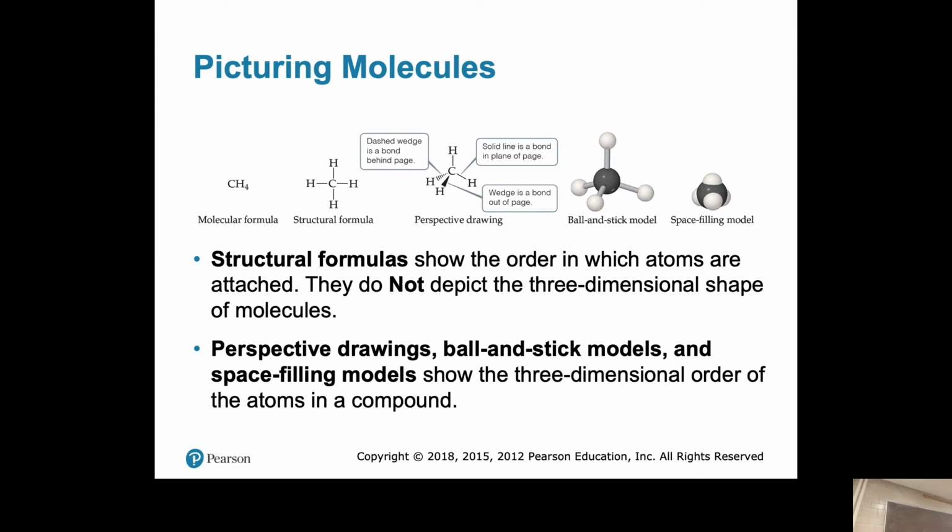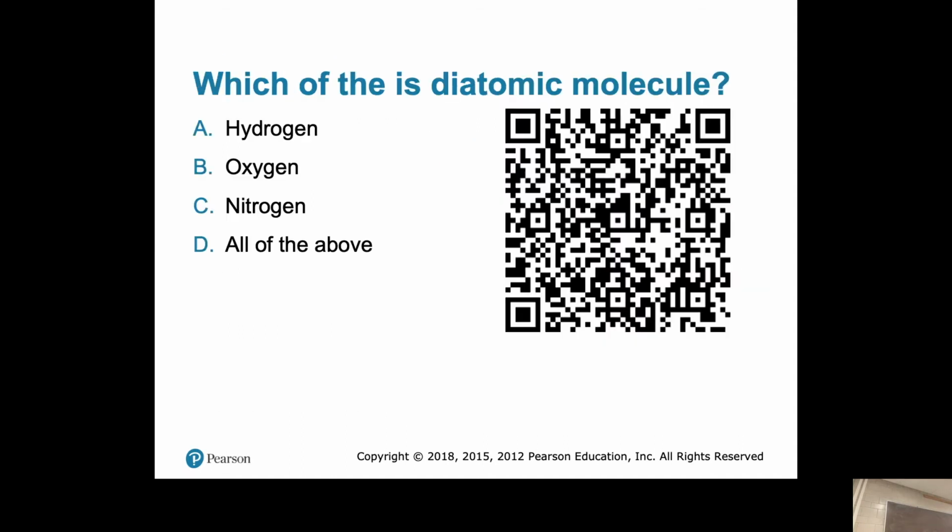And then we have the space filling model. I rarely see things in the space filling model, but it's the same thing as this, except there are no sticks, because these sticks represent bonds, by the way. If you didn't know that, the sticks right here all represent bonds, single bonds to be exact. All those lines are single bonds. Any questions about the three-dimensional picture of an atom? Nope. Good. So, which one of these is a diatomic?